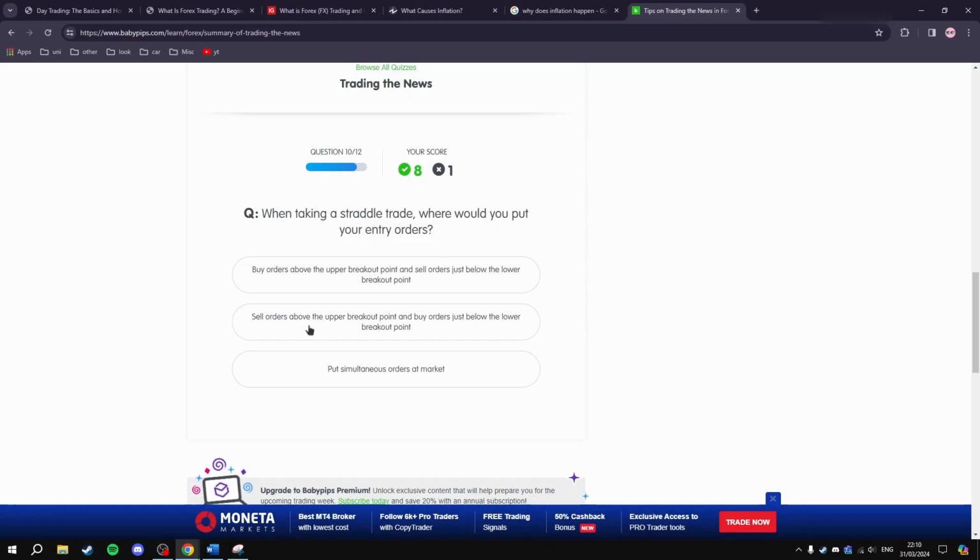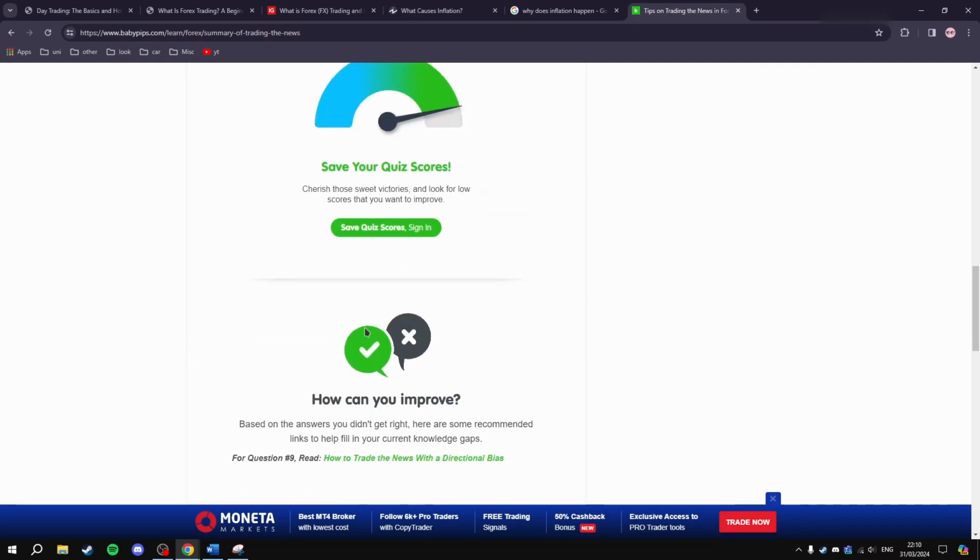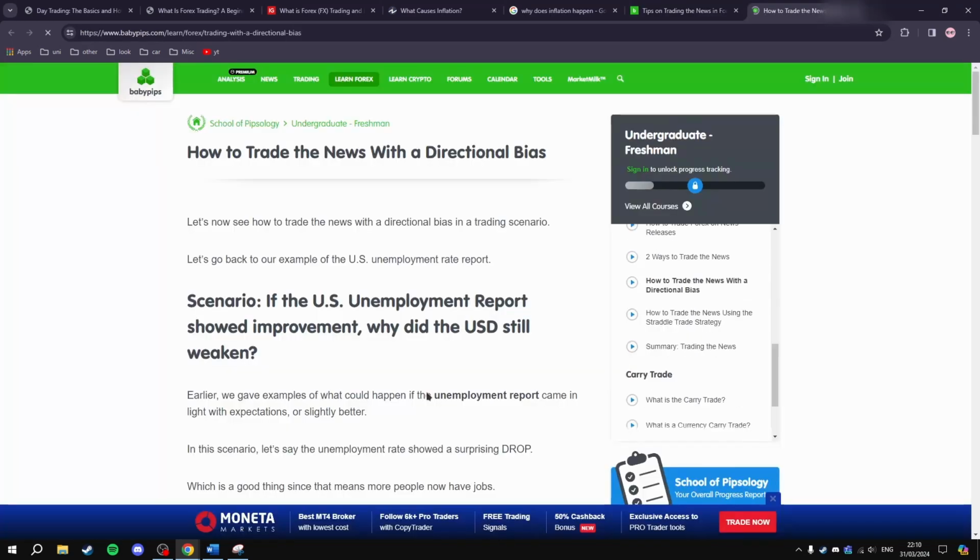Buy orders just above the upper breakout and sell orders just below. Yep, okay. Depends on the range. True. How to trade and use with directional bias.